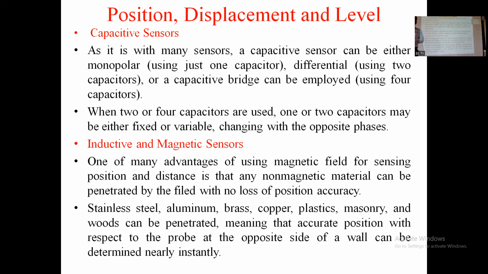For inductance measurement there is a Maxwell inductance bridge. For unknown capacitance measurement there is a Schering bridge. Look, in measurement there is the Schering bridge. So if we are using four capacitors, it forms one bridge. When two or four capacitors are used, if we are using two capacitors, that means a differential type of sensor, whereas in monopolar only one capacitor is there, and only that will be unknown.